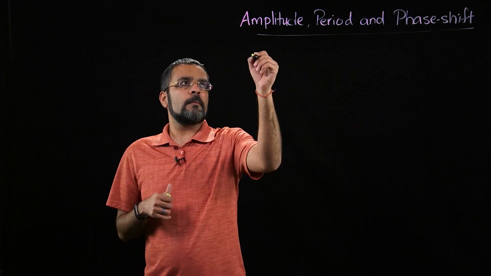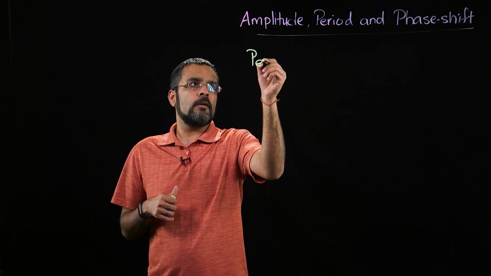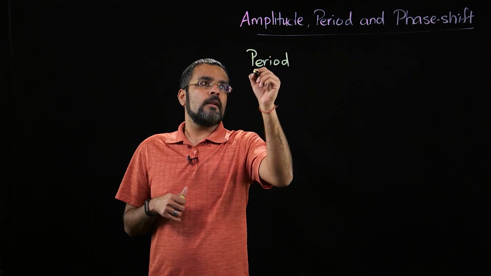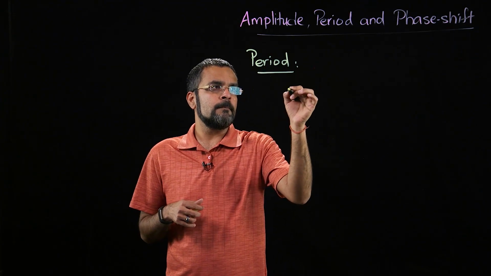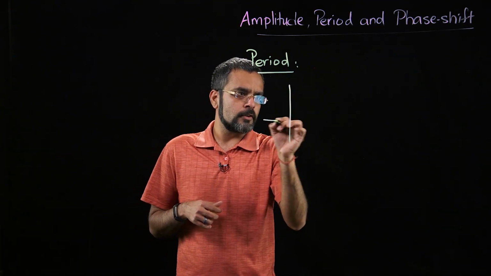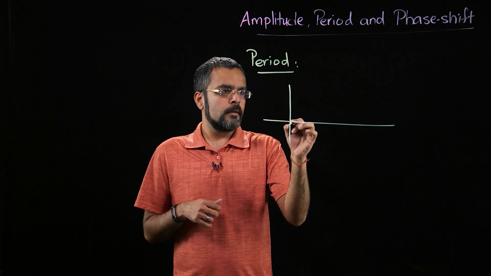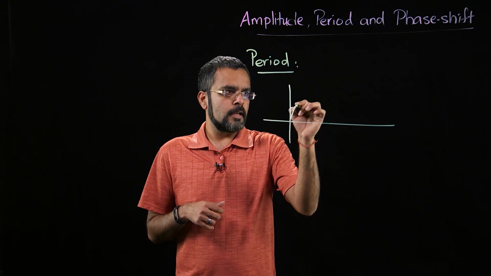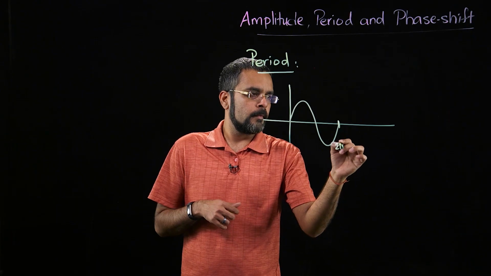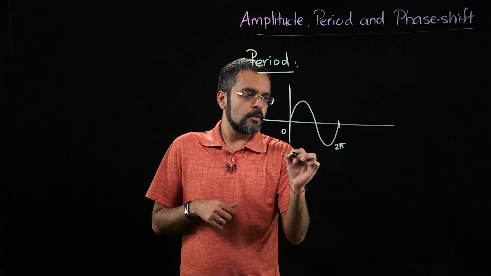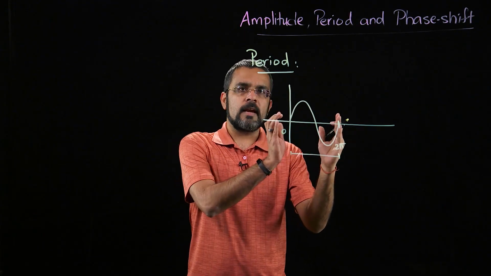So let's briefly talk about period. We've already seen this term before. What is the period of a function? That's when the function repeats. Let's say this is my function, and let's just take a sine function here. We know that this is 2 pi, and we know this is 0. So this is basically the shape of my sine function.